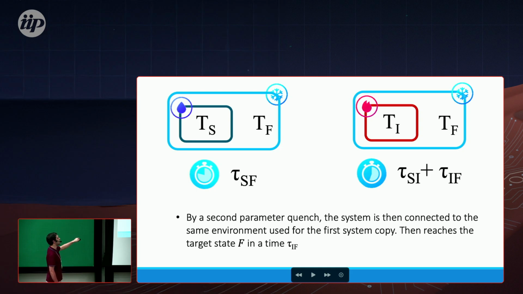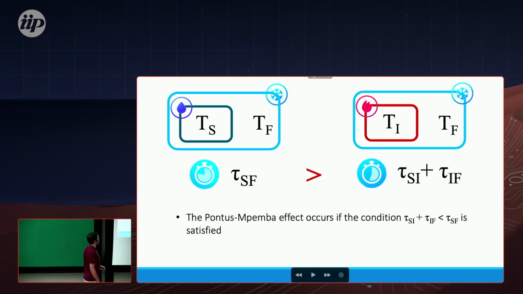Let's add to that the initial time needed to prepare it in this initial state. And if the sum of these two times is smaller than the time taken by the first copy of the system, directly connected to the environment, we have the Pontus-Mpemba effect. So it's a two-step protocol where we also consider the preparation stage, and it's nice because now the intermediate state that we have here doesn't have to be the steady state of some Lindbladian or some environment. It could be just an intermediate non-equilibrium state along the trajectory to the final auxiliary state. So we can now use a much bigger number of initial states for this effect.